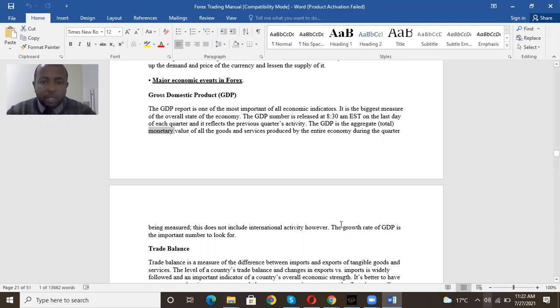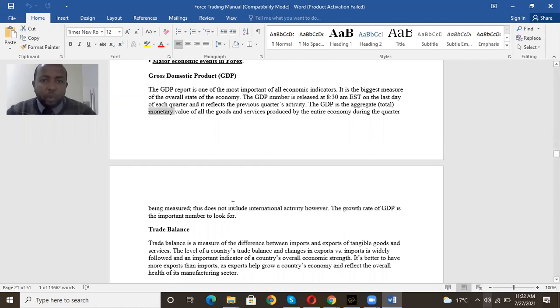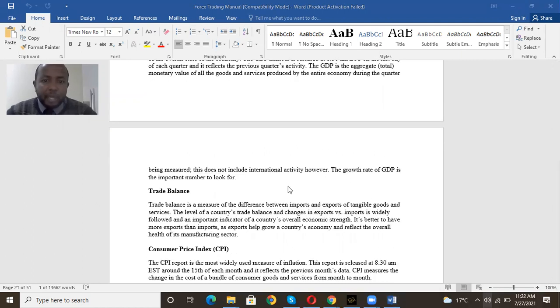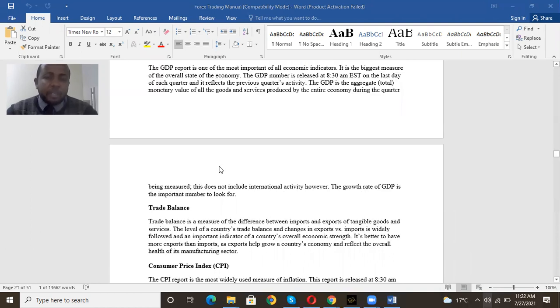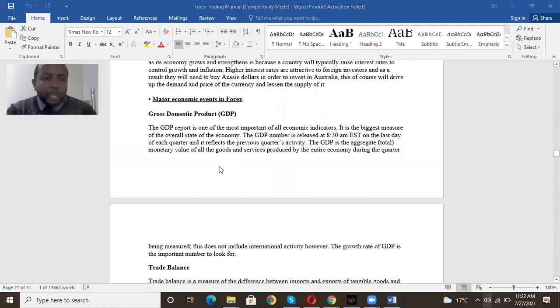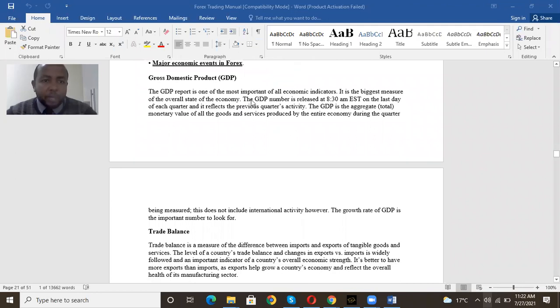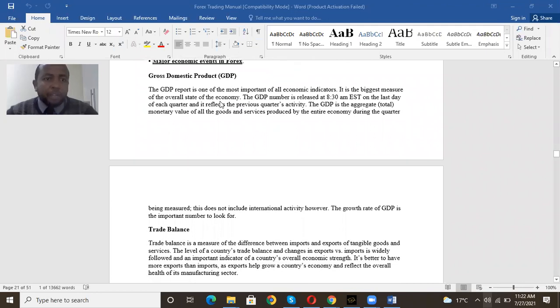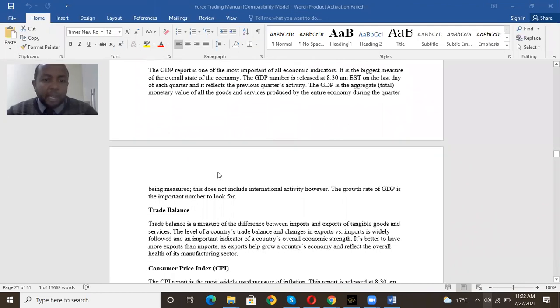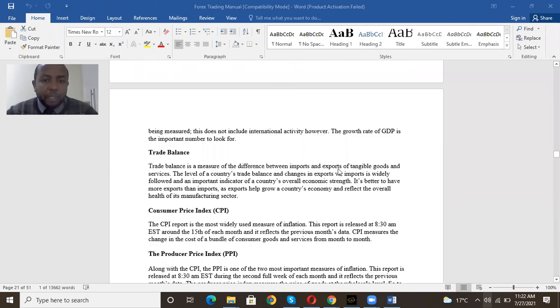The growth rate of GDP is an important number to look at. So it's good for you to know that. Then we have trade balance. GDP is basically like the value. If you look at our economy, Kenya for example, we can know what our GDP is: the total monetary value of all goods and services produced by the entire economy is what we call GDP. So if GDP is higher, of course the currency should be higher, because now you're producing more and your revenue should be up. Trade balance is a measure of the difference between imports and exports.